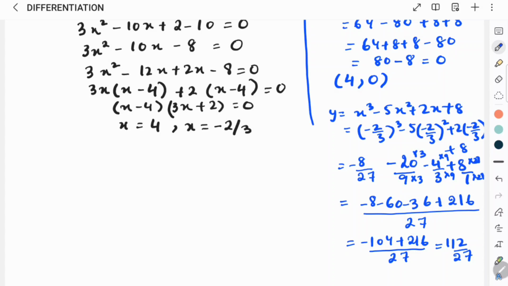Okay, so we found both the coordinates. The other coordinate is when we put minus 2 over 3, you will get 112 upon 27. Now we need to find the equation of the tangents, which was the question. All right, this is a paper 4 question, so you can use the calculator, but understand the concept. With easier numbers you can get the question in your paper 2 as well. All right, so we are ready to find the equation of the tangents now.